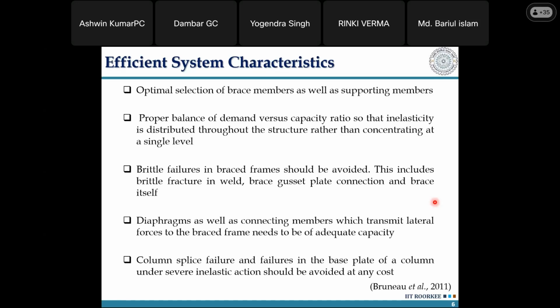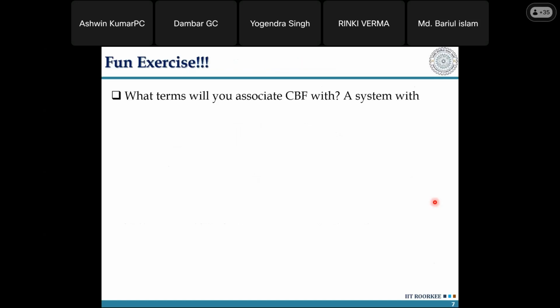And next is column splice failure. Failure in the base plate should be avoided. So the connection should be saved at any cost. Like last time we talked about, the connection should be the strongest in the whole system.